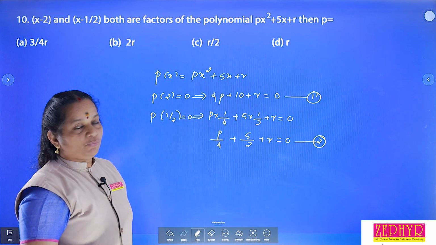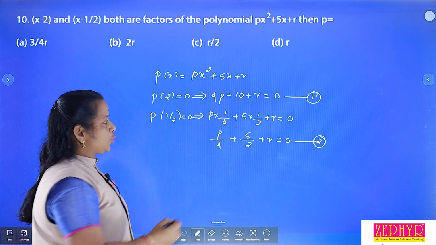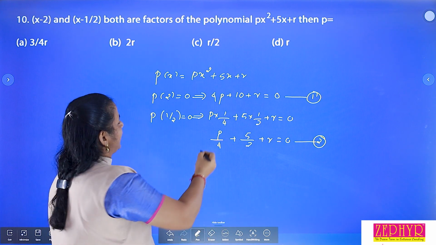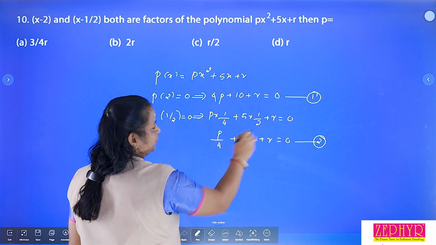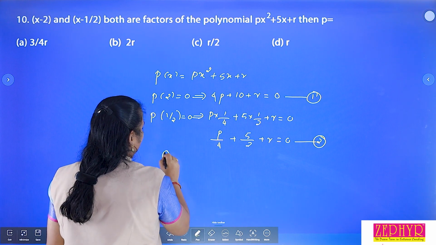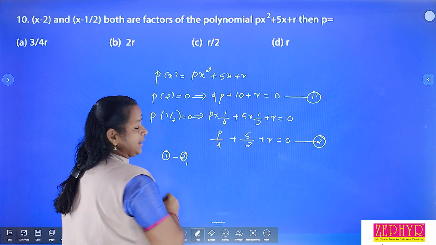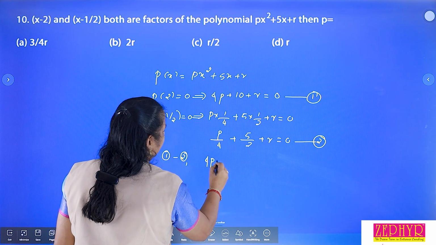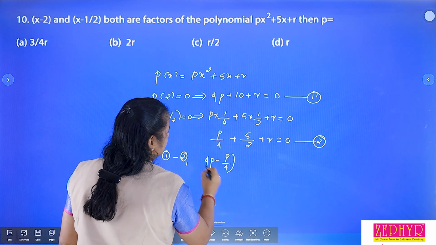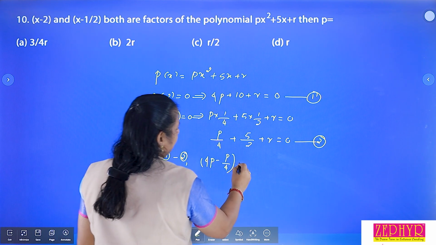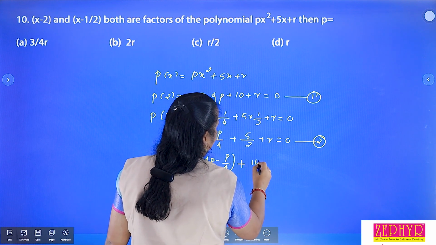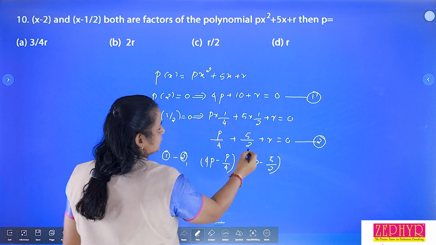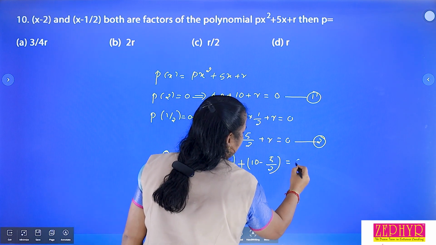What's our question? Find the value of p. So eliminate r from these two equations, and we can find the value of p. It is very simple. Equation number 1 minus 2, we can easily eliminate r. So 4p minus p by 4, the first coefficient, then the next one is 10 minus 5 by 2, the second coefficient. r minus r becomes 0.